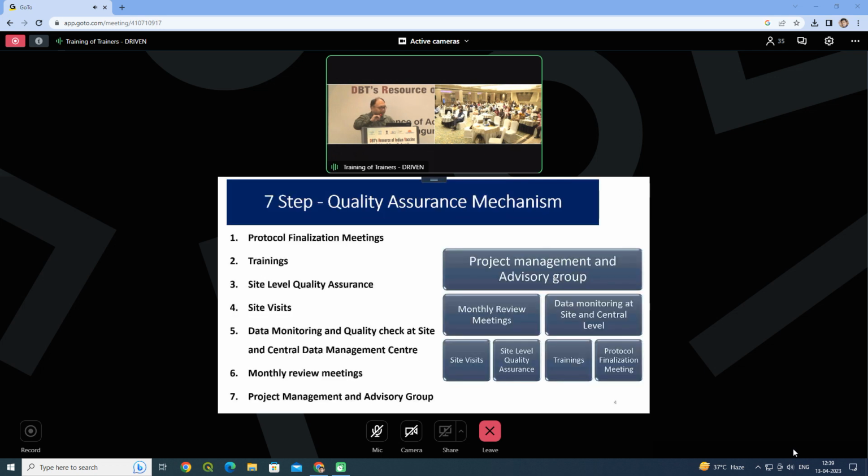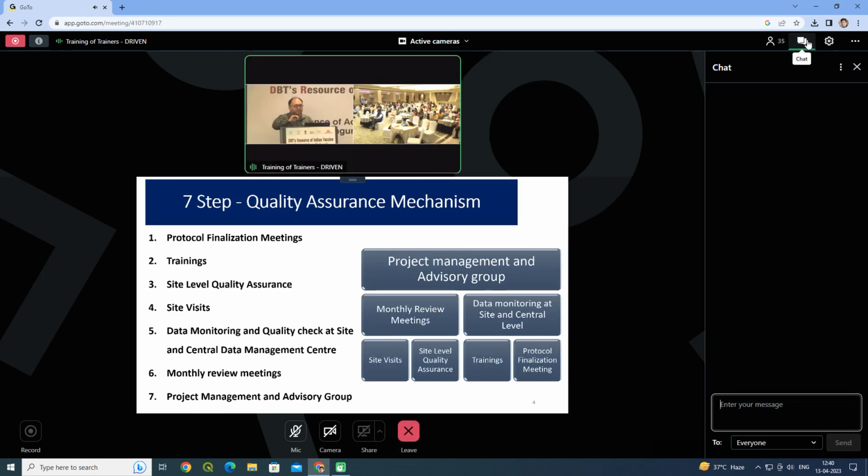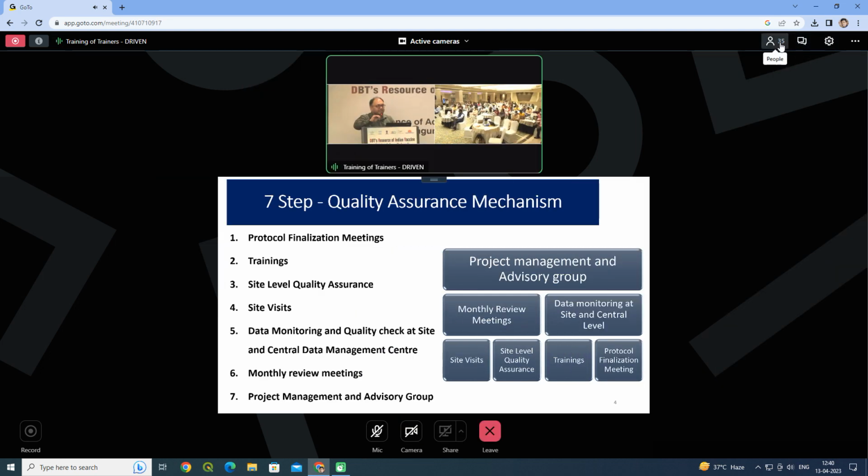The second thing is the 7-step quality assurance. We will ensure there is a protocol finalization meeting, which is presently what we are in, trainings, site level quality assurance, site visits, data monitoring and quality check at the site and the central data management center, monthly review meetings, and the project management and advisory group. BIRAC generally organizes the SAG meetings, and that is quite enlightening for us, because their suggestions help us to improve and to correct decisions which are going wrong.